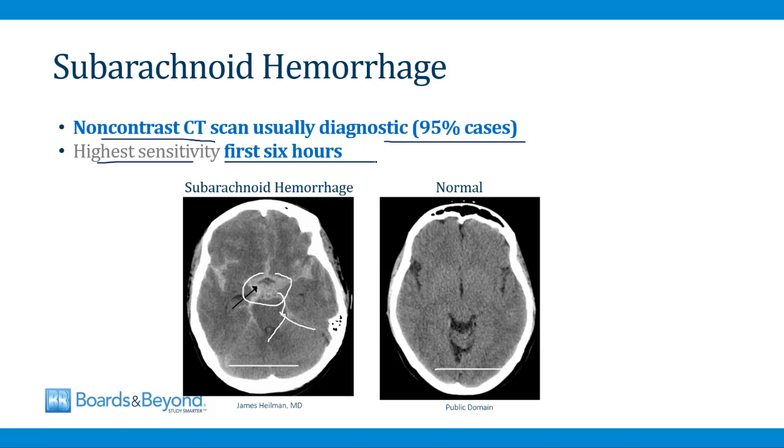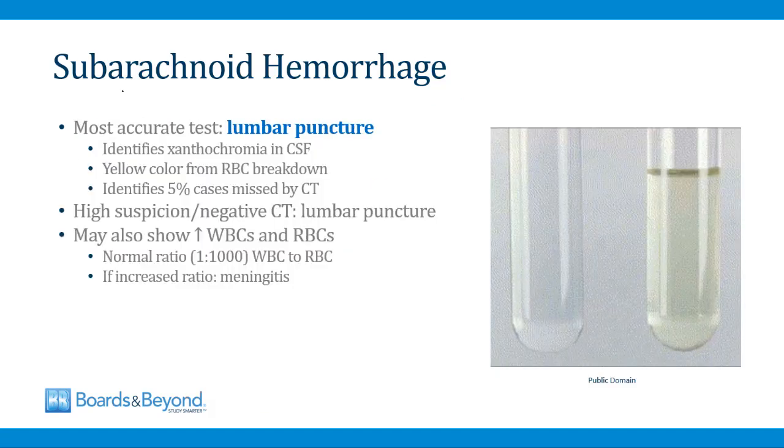Beyond 6 hours, there begin to be changes in the brain, and it's more likely that the CT scan will miss the diagnosis, and that's how many of the 5% of cases are missed by a CT scan. So a non-contrast head CT is the best first test if you think a patient has a subarachnoid hemorrhage. But the most accurate test is a lumbar puncture.